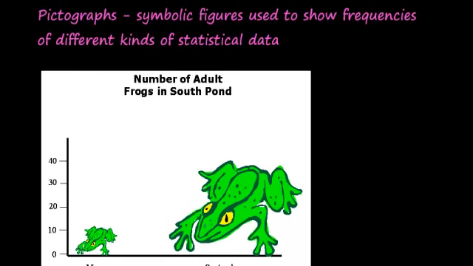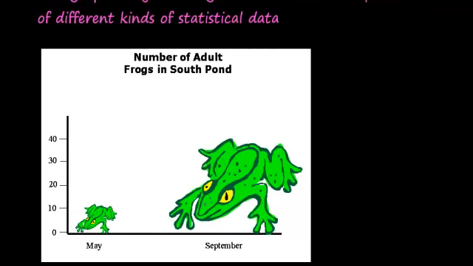So they're interesting. We can see here we have a graph of the number of adult frogs in South Pond in May, and then again in September. And instead of putting a bar there maybe to represent the height of the bar and the frequency, we have an interesting drawing of a frog. So in May it looks like there were 10, and in September 40.